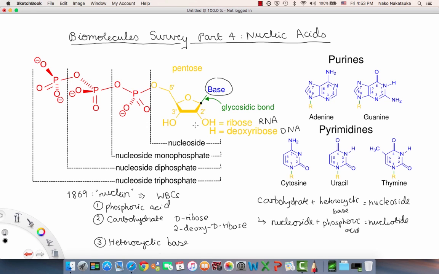Looking at this diagram, we have the base bonded to a sugar via a glycosidic bond, and then one phosphate group, which makes it a nucleoside monophosphate. If it had another, it would be a nucleoside diphosphate, and finally, if it had three phosphate groups, it would be a nucleoside triphosphate. So they figured out this as the structure of the fundamental building block of life.